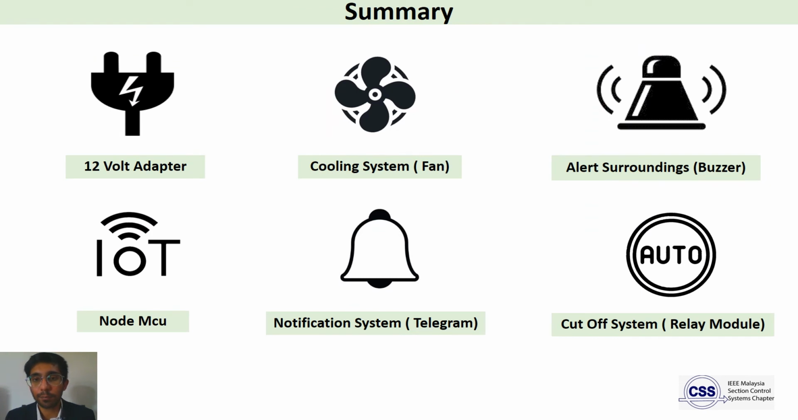This is the last part, which is the summary. As we know, there are several parts of the proposed system device: a 12-volt adapter to supply the power to the system, a fan system to cool down the components inside the machine, a buzzer to alert the surroundings, a NodeMCU to send the message to the user via the Telegram app if the machine is overheated, and a relay module to cut off the power supply to the machine if the temperature reaches the limit of operation level. This system, which is an automatic overheat early detection system, has been set with the minimum and maximum temperature.